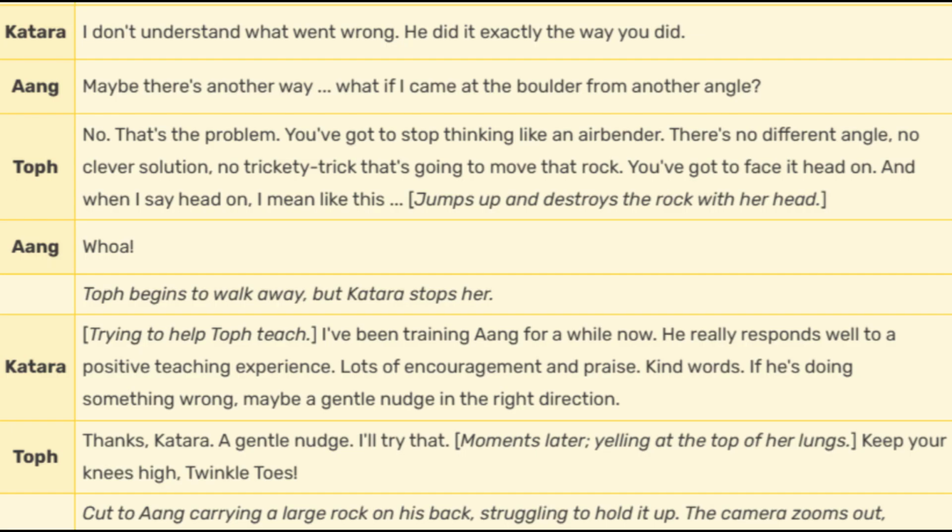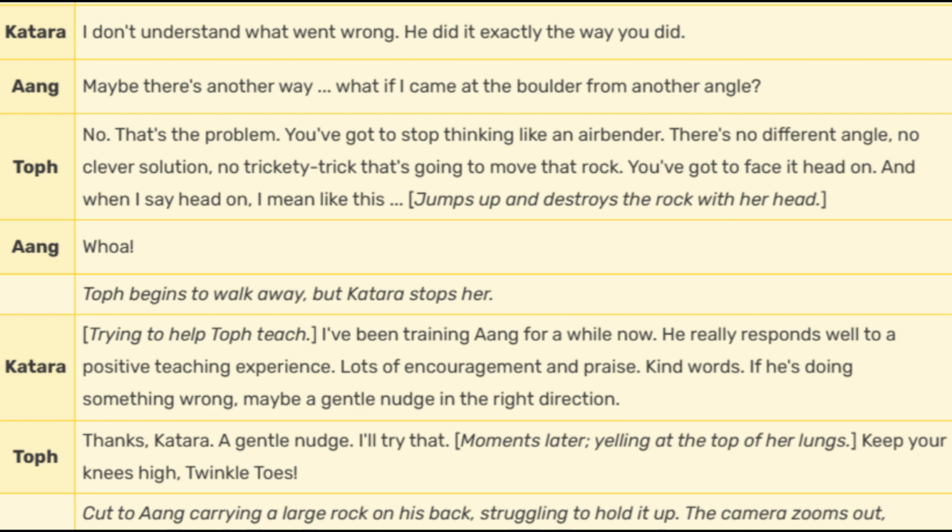After the basic training, he can't move a rock. Then the ensuing conversation happens. Aang asks if maybe there's another way, if he came at the boulder from another angle. But Toph says that's the exact problem, and says that he has to stop thinking like an airbender. There's no different angle, no clever solution, no trickety trick that is going to move that rock. You have to face it head on. And when she means head on, she means like this. Jumps and destroys rock with her head.